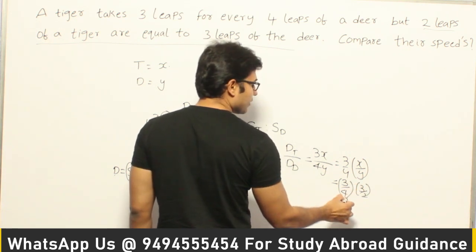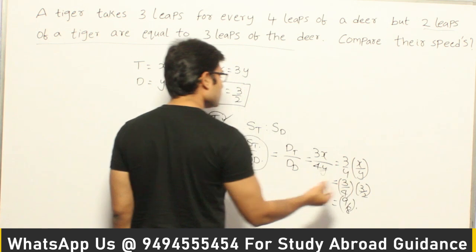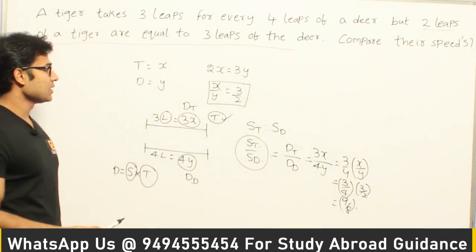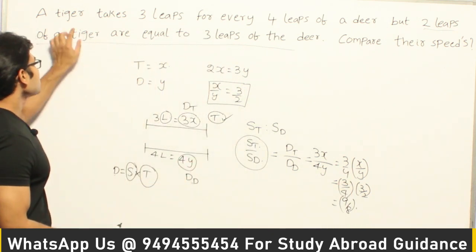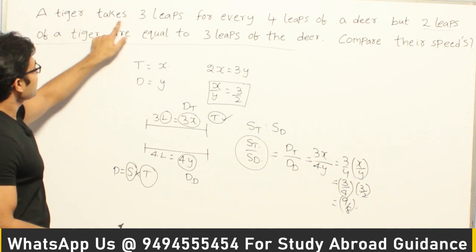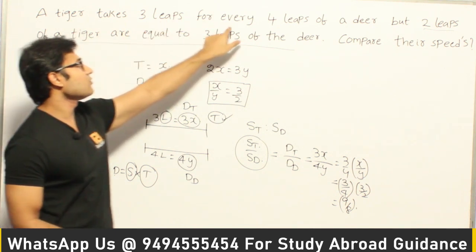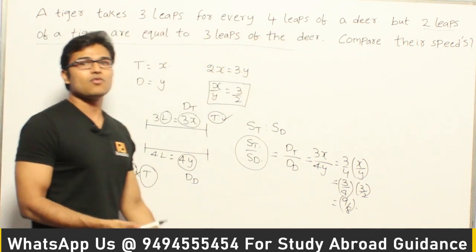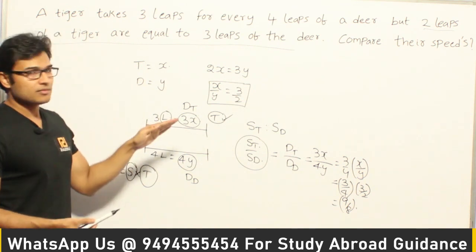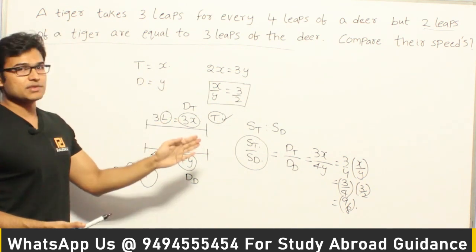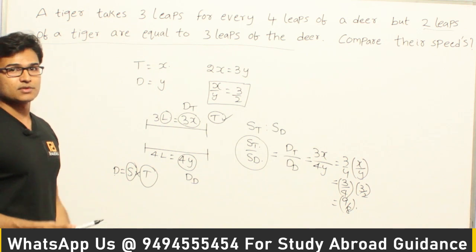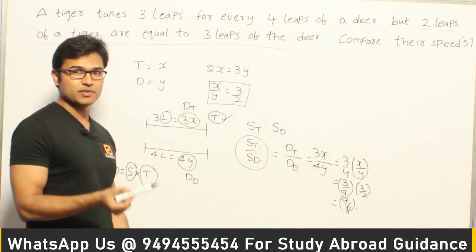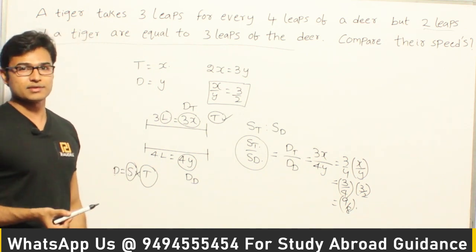So which is 9 by 8. So 9 is to 8 is the ratio of their speeds. The only thing you should be able to understand in this question is that a tiger takes 3 leaps for every 4 leaps of a deer. So what does it mean? By the time the deer finishes 4 leaps, the tiger is able to take 3 leaps. So understand this, by the time, which means time is constant in both the cases.